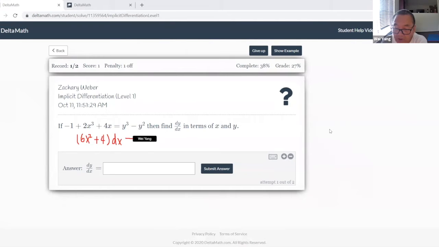Then you take the derivative of the right side about y. This is also a polynomial function. You get 3y squared minus 2 times y, then times dy. My question is, do you understand what I write here?